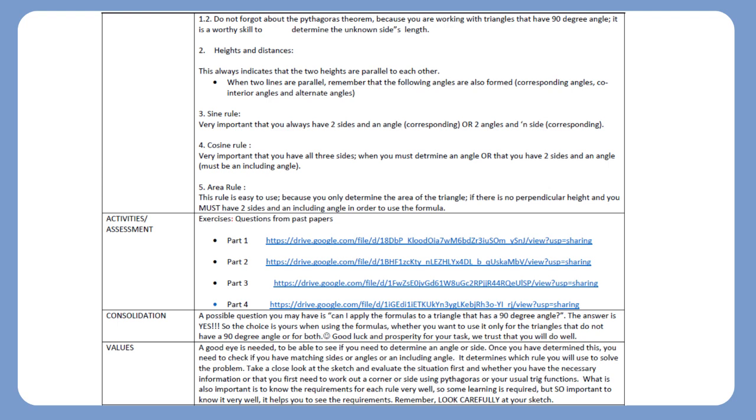Consolidation. A possible question you may have is, can I apply the formulas to a triangle that has a 90-degree angle? The answer is yes. So the choice is yours when using the formulas, whether you want to use it only for the triangles that do not have a 90-degree angle or for both.